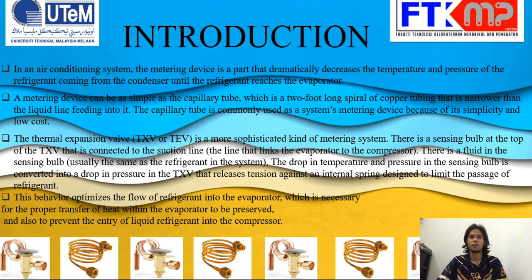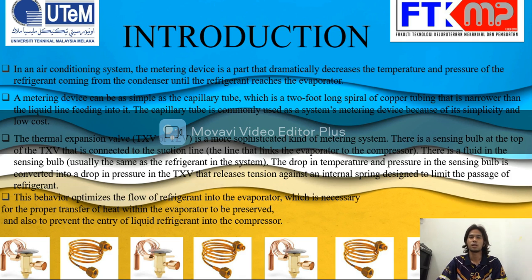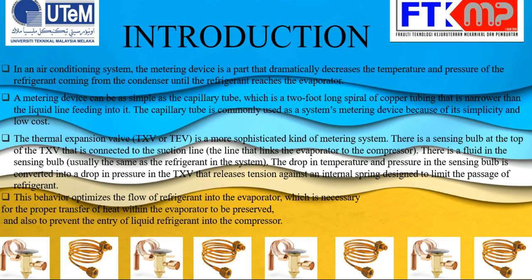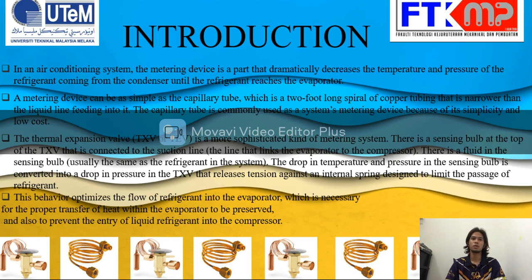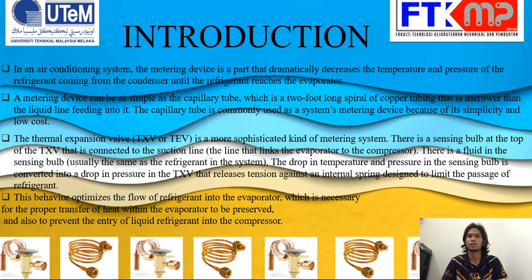Second point, a metering device can be as simple as the capillary tube, which is a long spiral of copper tubing. The capillary tube is commonly used as a system metering device because of its simplicity and low cost. Next, the thermal expansion valve or TXV is the same, meaning a metering device, but a more advanced kind of metering system.